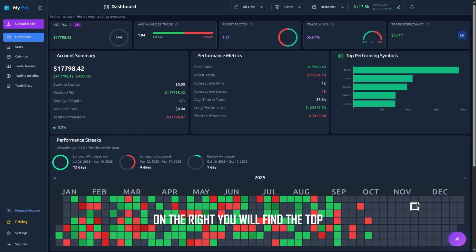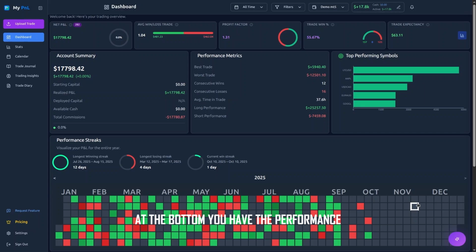Section 5 is top performing symbols. On the right, you will find the top performing symbol section. Once you start journaling your trades, this will show which stocks, currencies, or instruments you perform best on, helping you focus on what works.